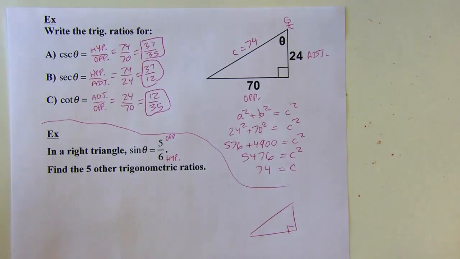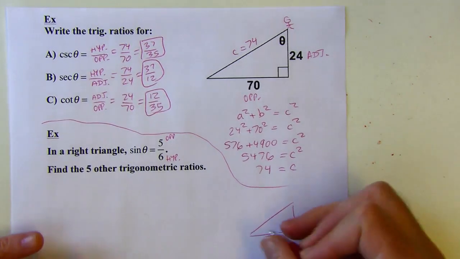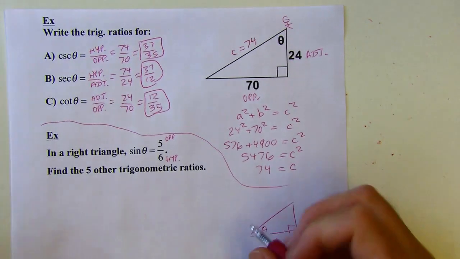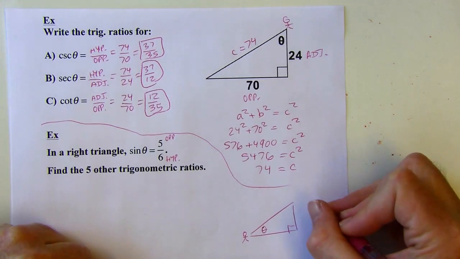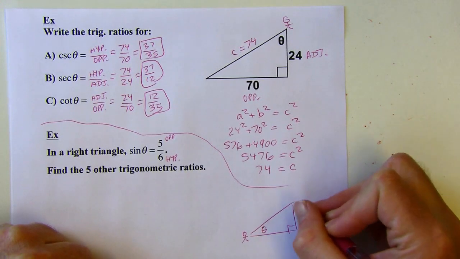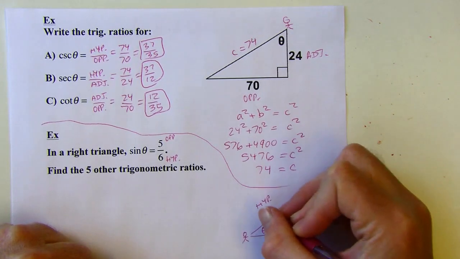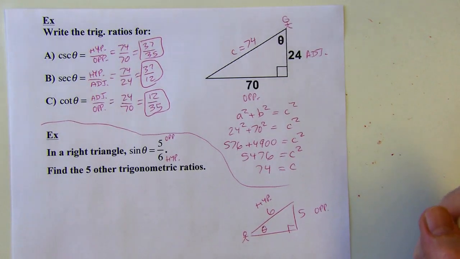However you want to make it, just make sure it's a right triangle. And then I'm going to put theta in one of the two acute angles. I put mine there. If I'm down here, then opposite is going to be here, right? So that means this has to be 5, and the hypotenuse is right here. And then I've got myself a visualization. It's going to make the rest of the problem a lot easier.